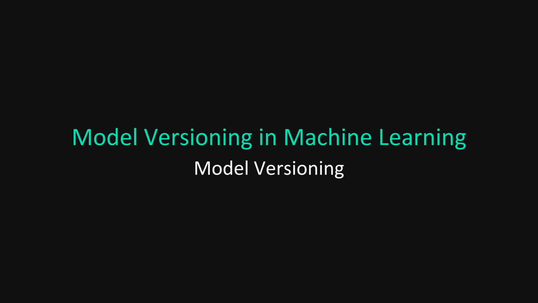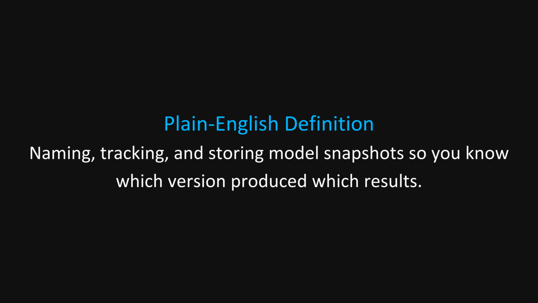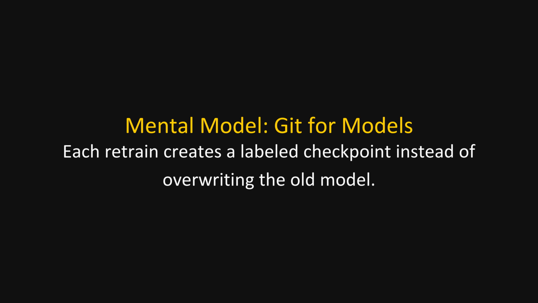Model versioning is the practice of naming, tracking, and storing different snapshots of a machine learning model, so you always know exactly which version produced which results. A simple way to think about model versioning is like Git for models. Every time you retrain or tweak a model, you create a new labeled checkpoint instead of overwriting the old one. You can then roll back, compare versions, or branch off experiments without losing the history of what you tried.